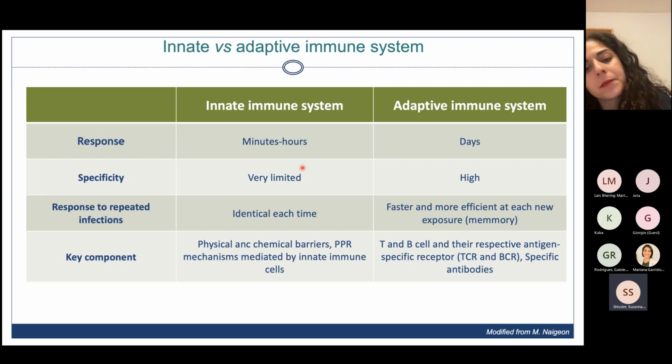We learn how to recognize those and respond to them immediately, whereas the adaptive immune system is random. So it has a much higher specificity in terms of being able to recognize something because of the randomness of its generation, its production. And that means that it has to be controlled. So you need that innate immune system to control the adaptive immune system. Does that make sense?